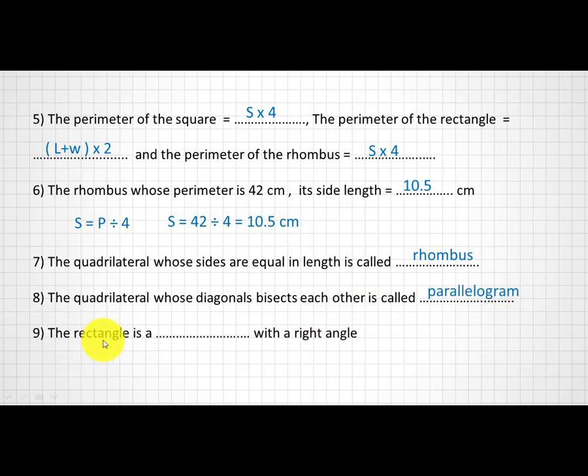And number 9, the rectangle is a what with a right angle. A rectangle is a what with right angle. What with right angle can be rectangle? Yes, parallelogram. Parallelogram with a right angle is called rectangle.